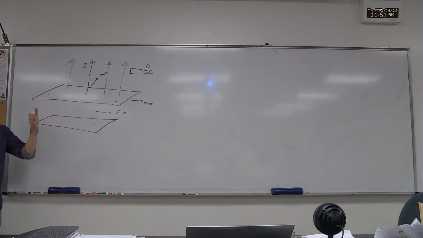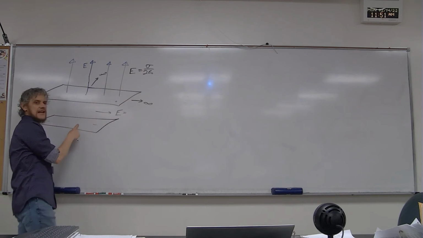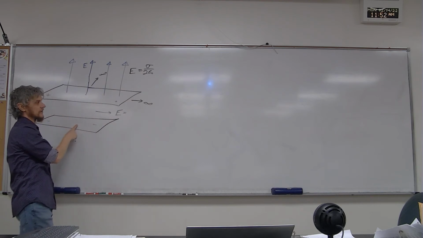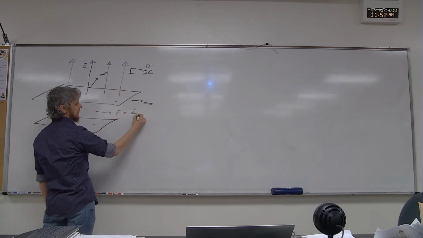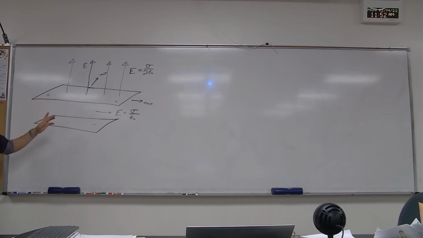Just want to engage your brains. Sigma over epsilon naught? Yeah. You're going to have 1 from this guy pointing down. You're going to have the same magnitude pointing down there. If it's charged the same but just opposite polarity, then it's just going to be sigma over epsilon naught. This is a very common electric field used in electronics because this is the configuration of a capacitor.